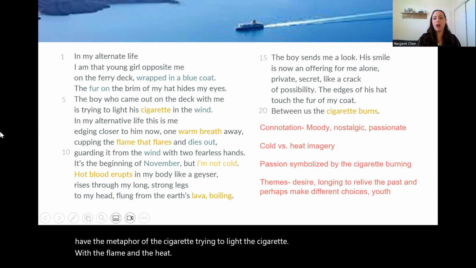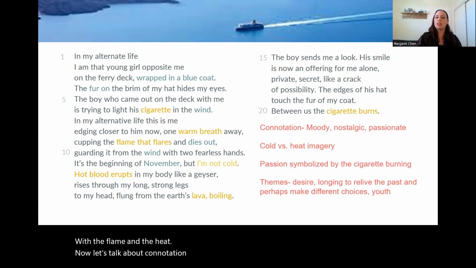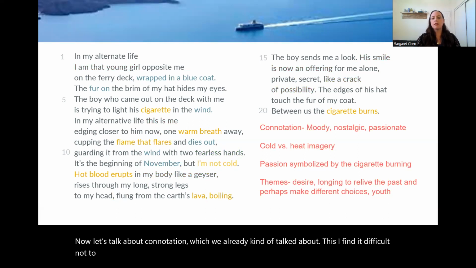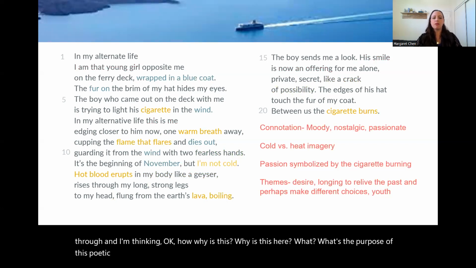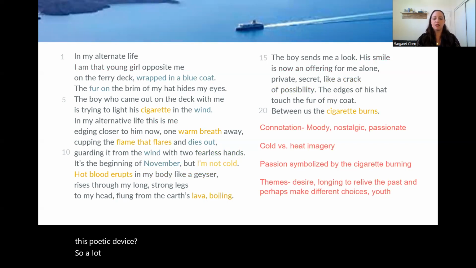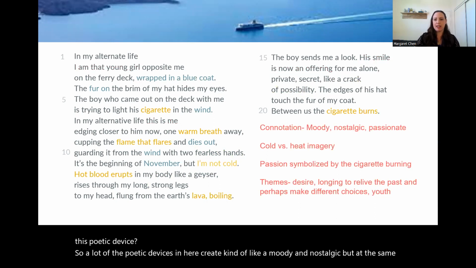Now let's talk about connotation, which we already kind of talked about. I find it difficult not to think about connotation when I'm looking at the poetic devices, because I'm going through and I'm thinking, okay, why is this here? What's the purpose of this poetic device? So a lot of the poetic devices in here create kind of like a moody, nostalgic, but at the same time, a very passionate mood.